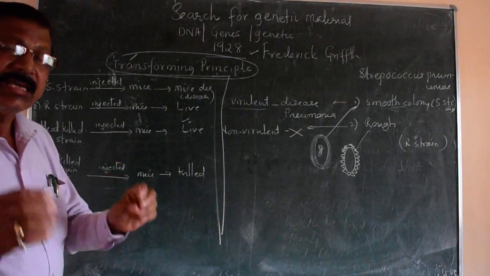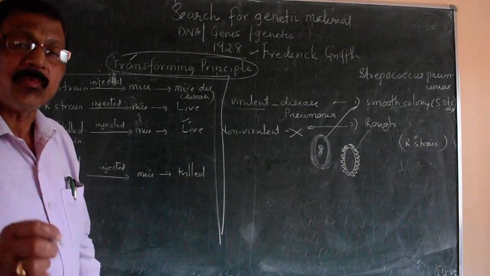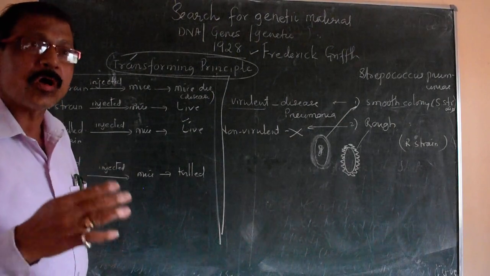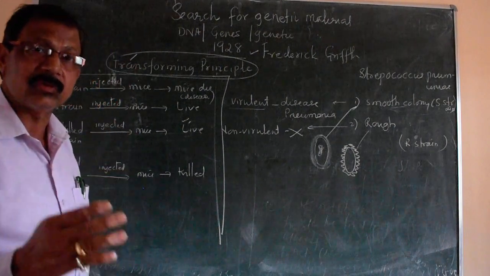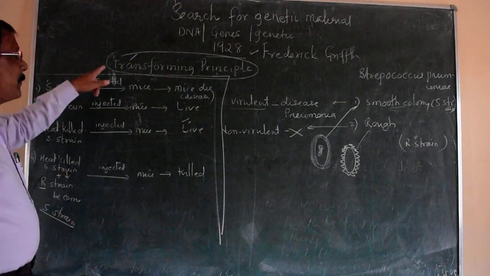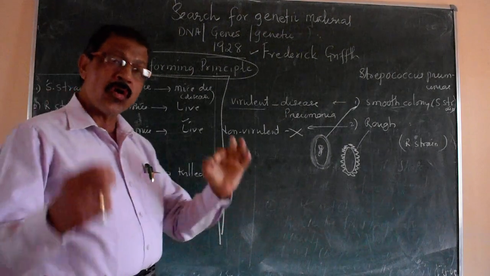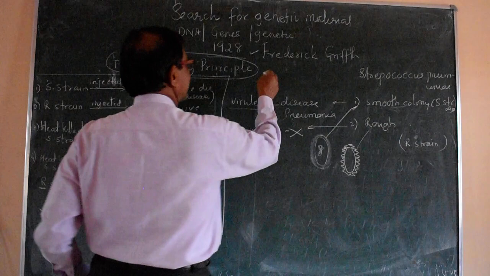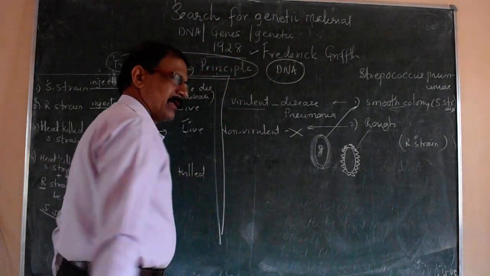So, in culture in a media, some material that is present in the S strain has got transforming property. That is, it has the property of transforming from one side to another. That is called the transforming material, and the principle is called the transforming principle. And Frederick Griffith strongly felt that this transforming material may be the DNA.